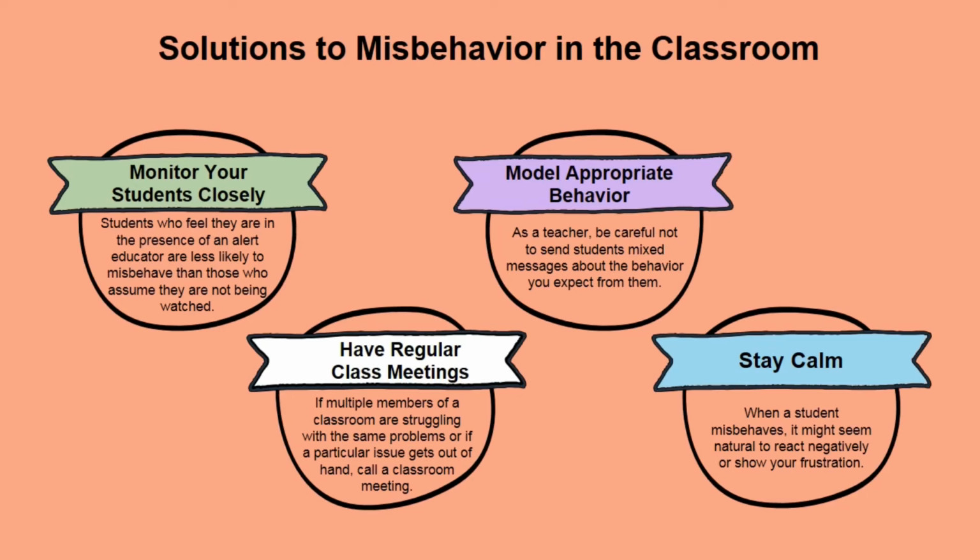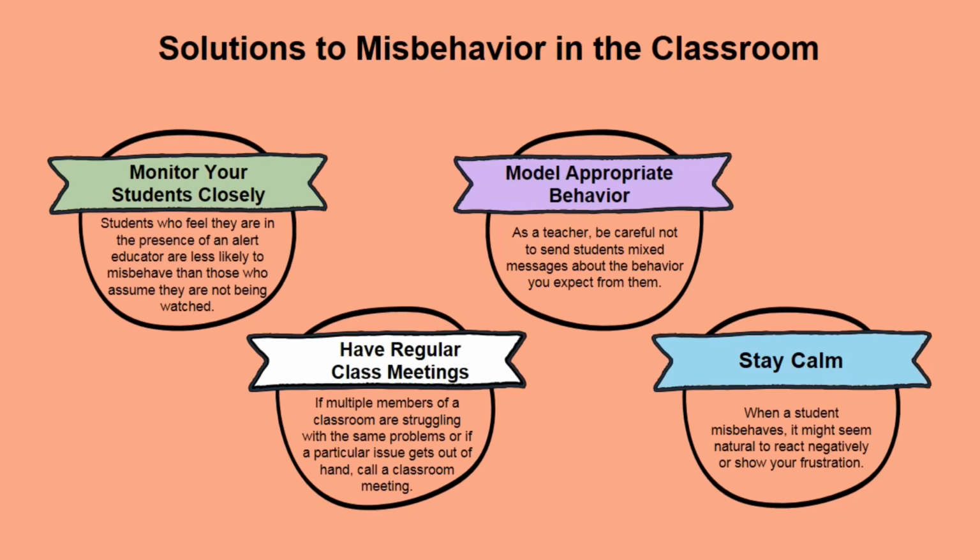If multiple members of a classroom are struggling with the same problems, or if a particular issue gets out of hand, call a classroom meeting. Make it clear what is unacceptable about the student's behavior and why. You need to ask the class for suggestions on ways to improve the situation and to keep it from coming up again. This way will give the students a chance to participate in the problem-solving process and contribute their own ideas on how to stop misbehavior from happening.